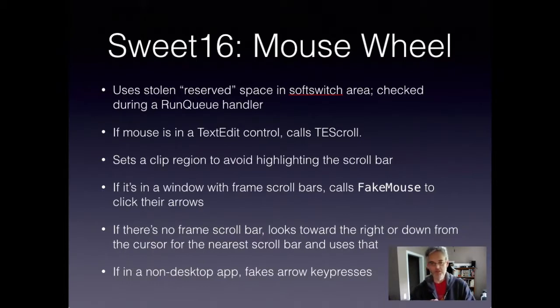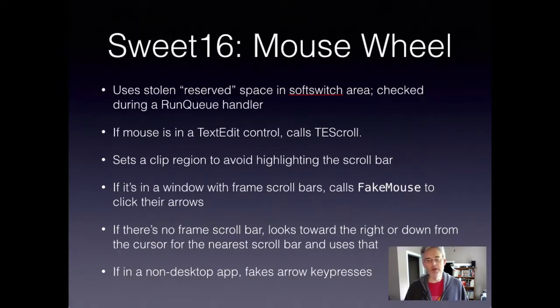If the mouse is in a text edit control and there's been movement, it calls TE scroll. So it does a find control on the window that the mouse is in and looks to see if it's a text edit control, and so it scrolls it nicely using TE scroll. Great. It sets a clip region to avoid highlighting the scroll bars, because the rest of these operations to do the scrolling are very interesting hacks. A lot of fun to work on. Really, really fun to work on, but way more work than it ought to have been, too.